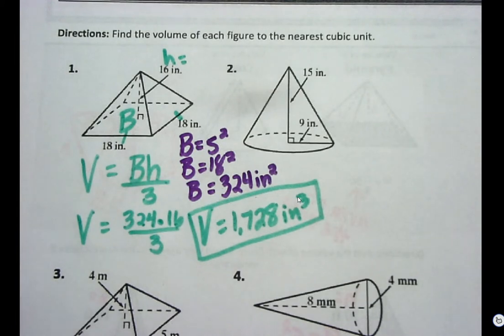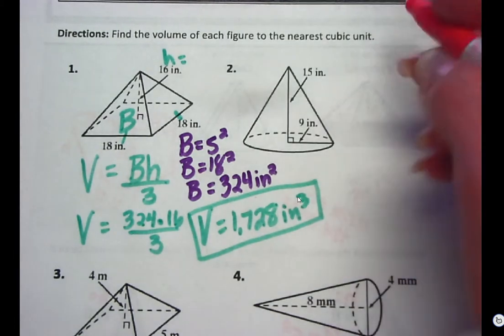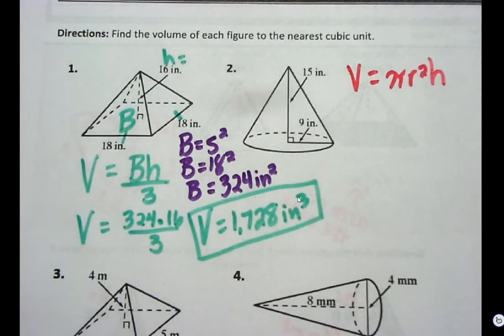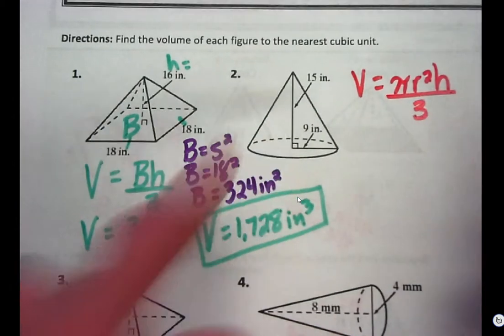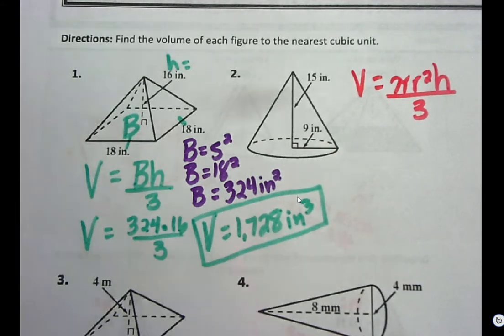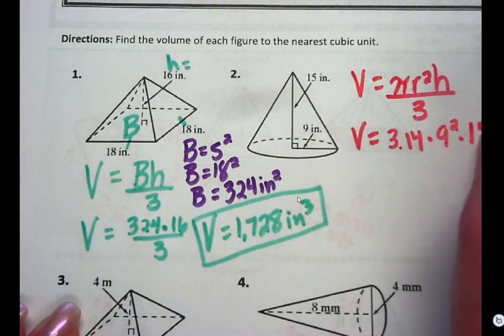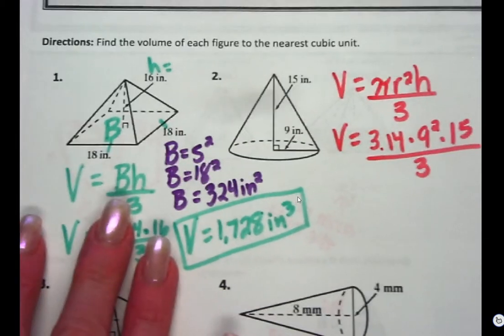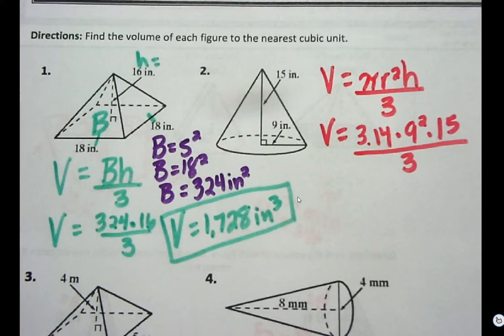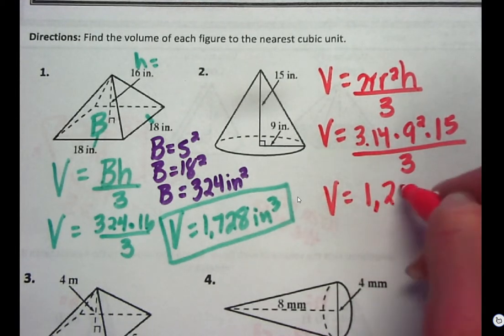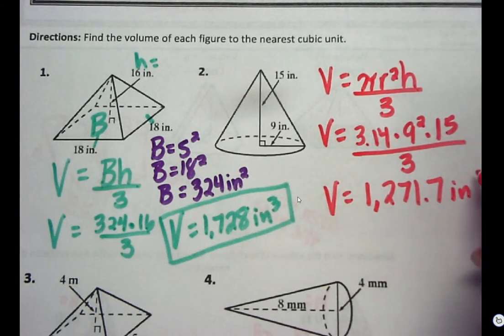Okay, so that's 2 examples now of pyramid. Let's go back to cone. So a cone, the formula is pi r squared, right? Height. What other shape has that formula? Pi, a cylinder, right? But remember, this shape is a third of a cylinder. So we just divide by 3. So we're going to plug in our numbers. 3.14 for pi times 9 squared times 15 divided by 3. So if I put that in my calculator, I get 1,271.7 inches cubed.